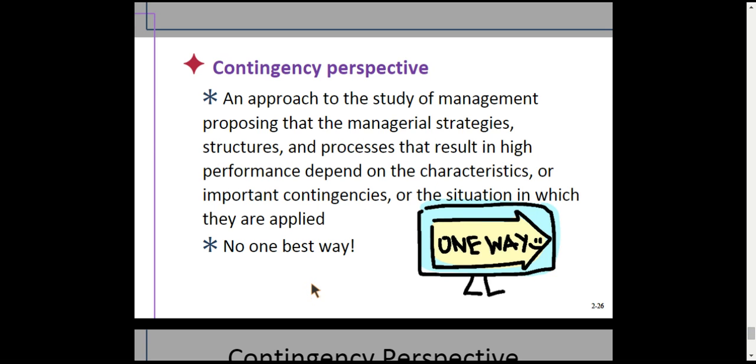Contingency perspective: managerial strategies, structures, and processes can depend. Every situation is different. Every person is different. Every group of people working together is different. And sometimes you have to use different strategies.